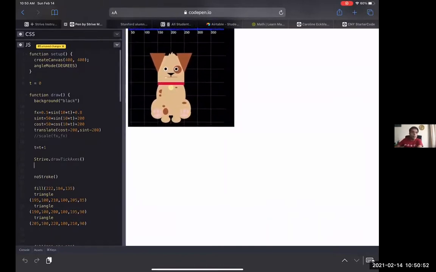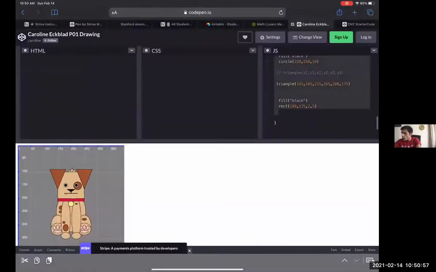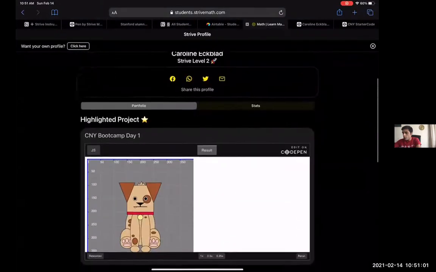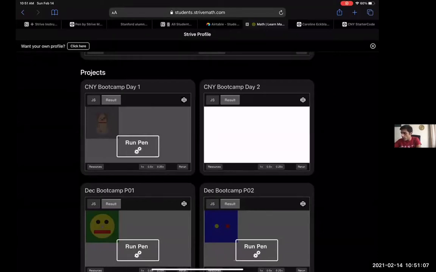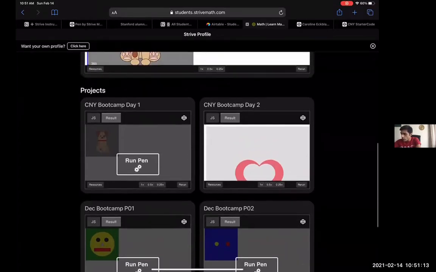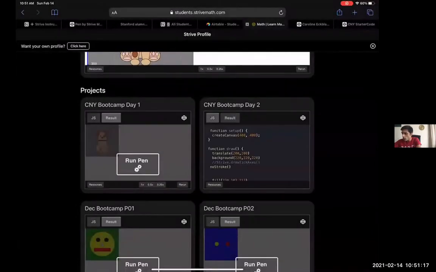Okay, good question. People are asking, how do you look at your code from last time? What you can do is go to your Strive profiles. On your Strive profiles, you'll see your projects down here. If you go to your project, let's say we run this pen. Oh, this is a cool heart. If you run this pen and click on JS at the top left, it will show you the code.